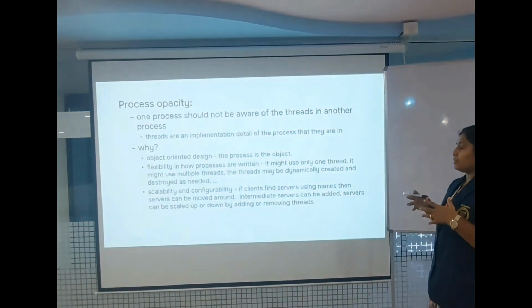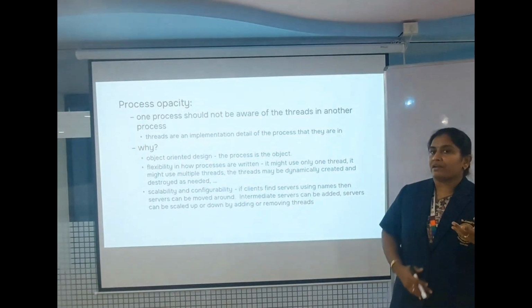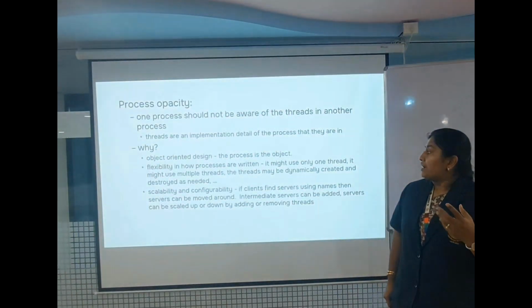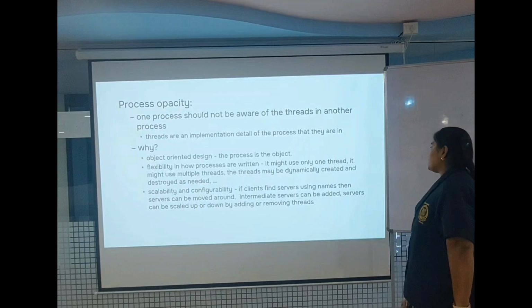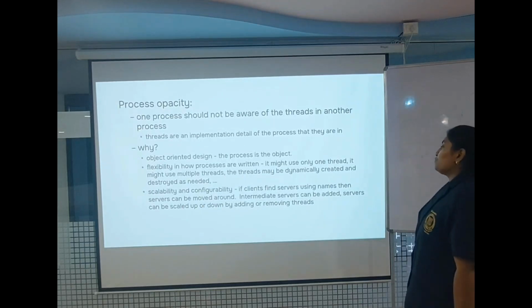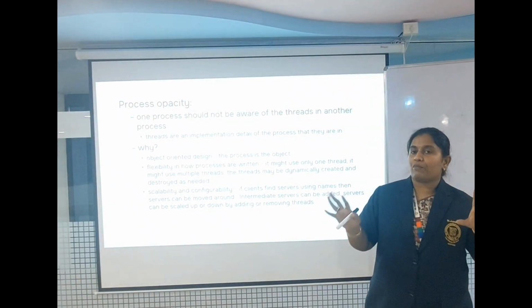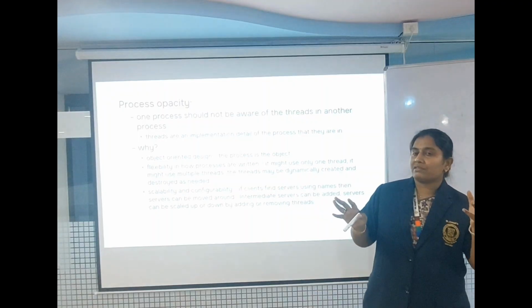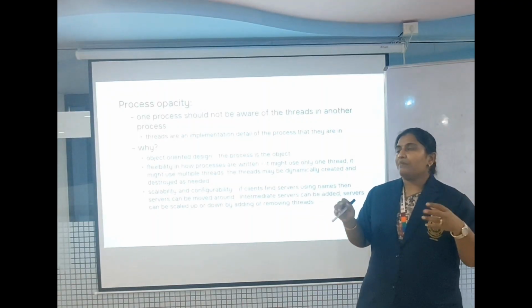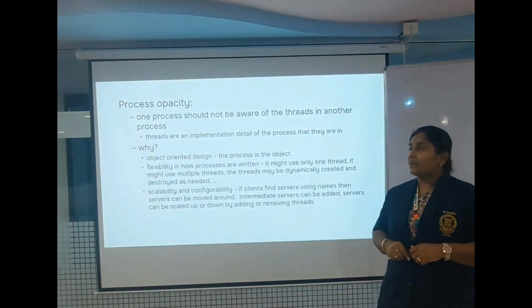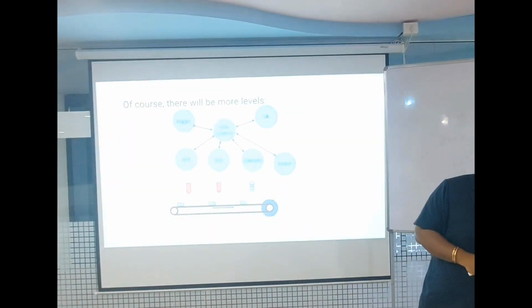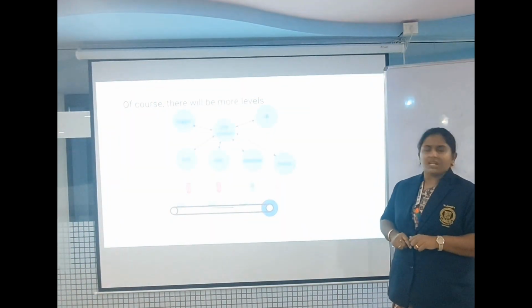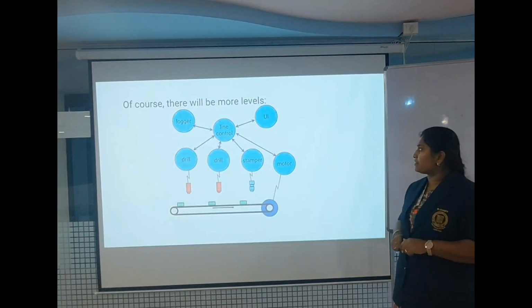So this gives more room for flexibility, and scalability and configurability are better because of this process opacity. Say there are two processes, process A and process B. One is a client process and the other is a server process. Let me say, in the earlier example we saw, the user interface is a client process and the line control is a server process.